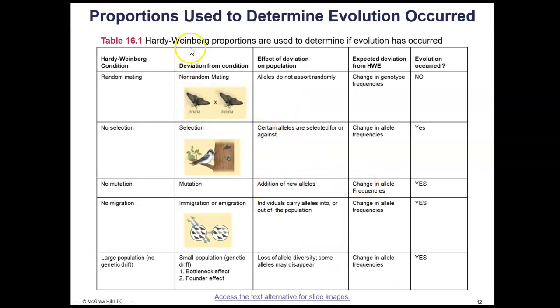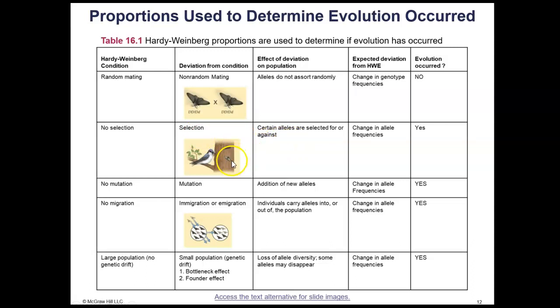So this is a table that helps you determine if evolution has occurred. First of all, the Hardy-Weinberg condition is random mating. Well, non-random mating would be deviation from the condition. Did evolution occur? No, not according to that, because the moths do mate randomly. And no selection is the Hardy-Weinberg condition. The deviation is selection. There was definitely natural selection.